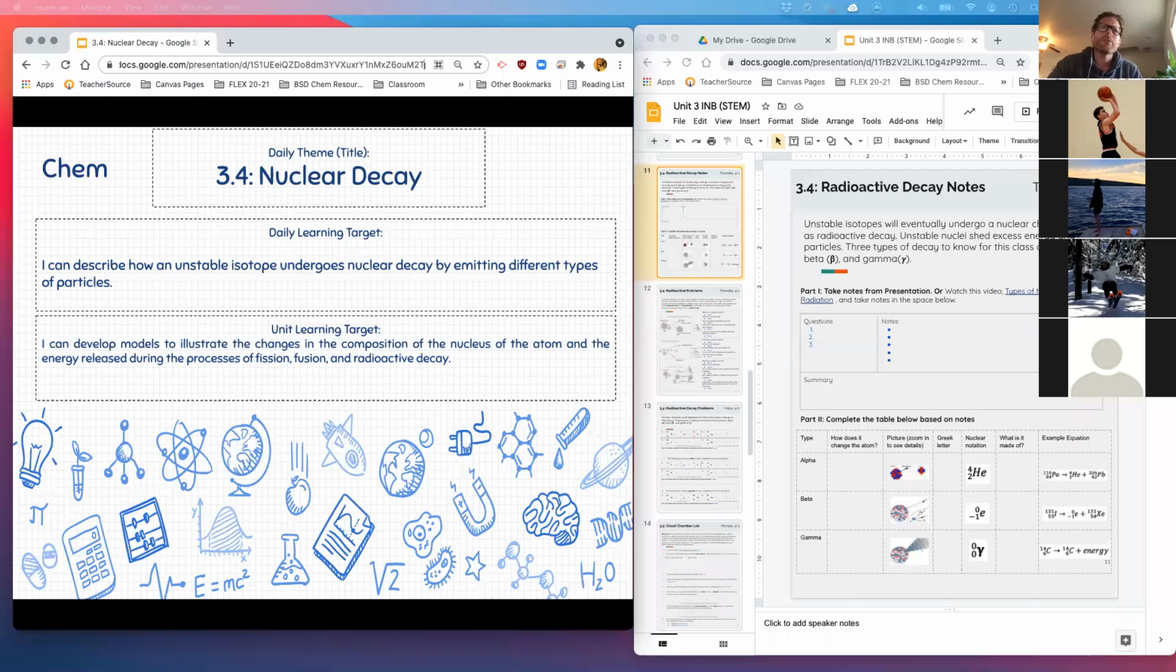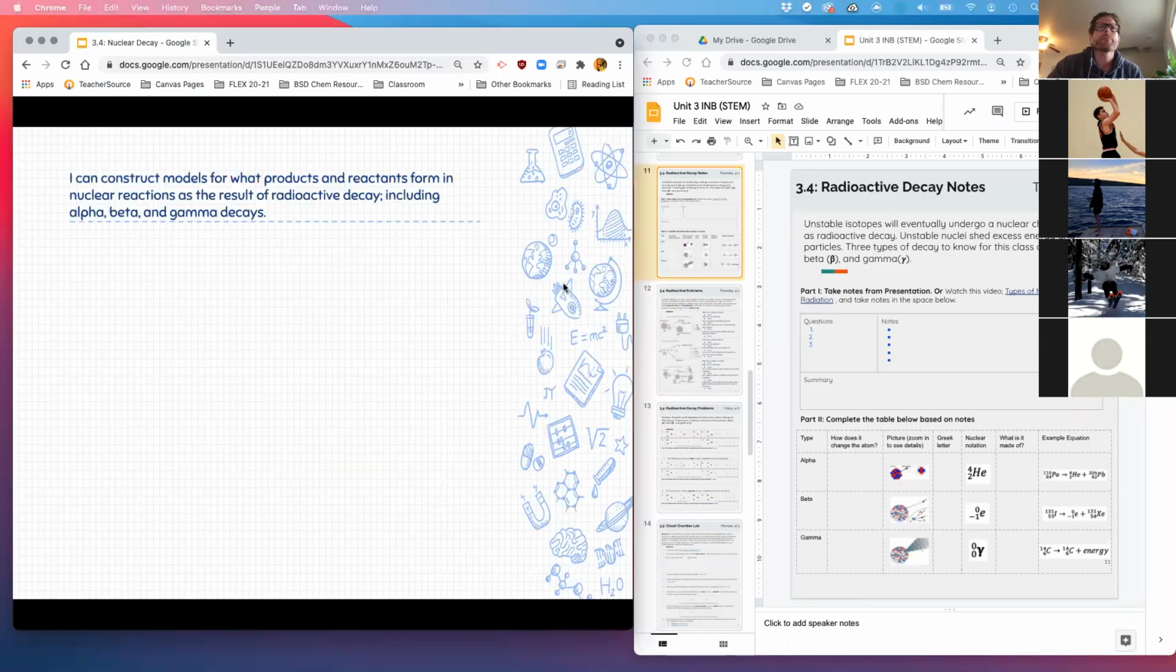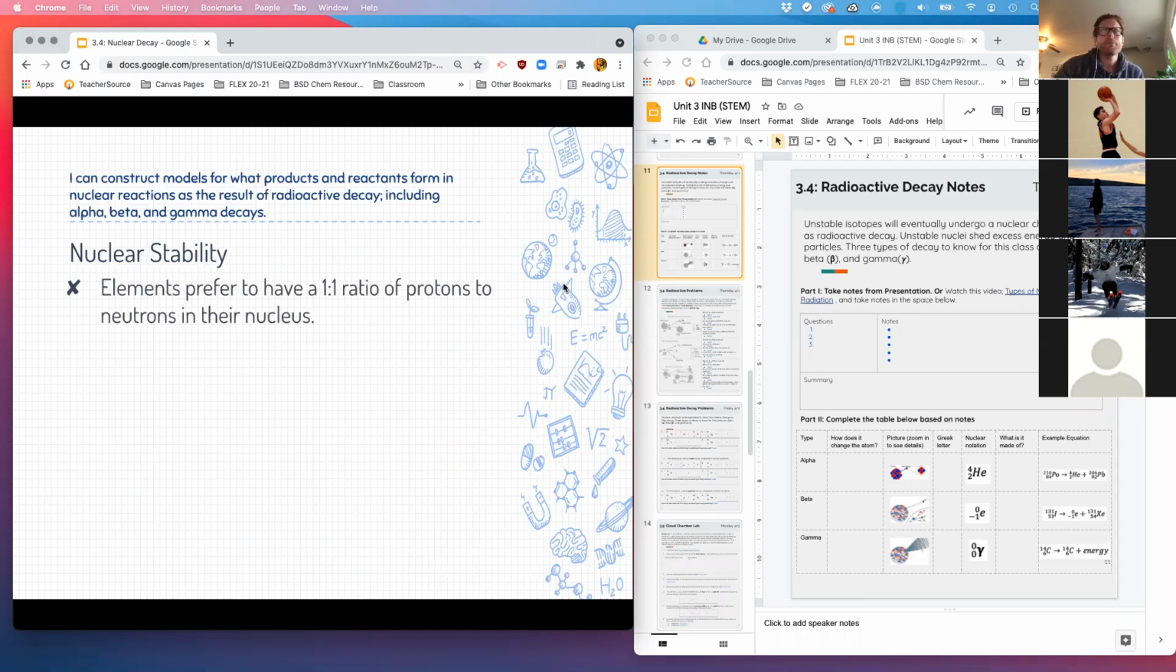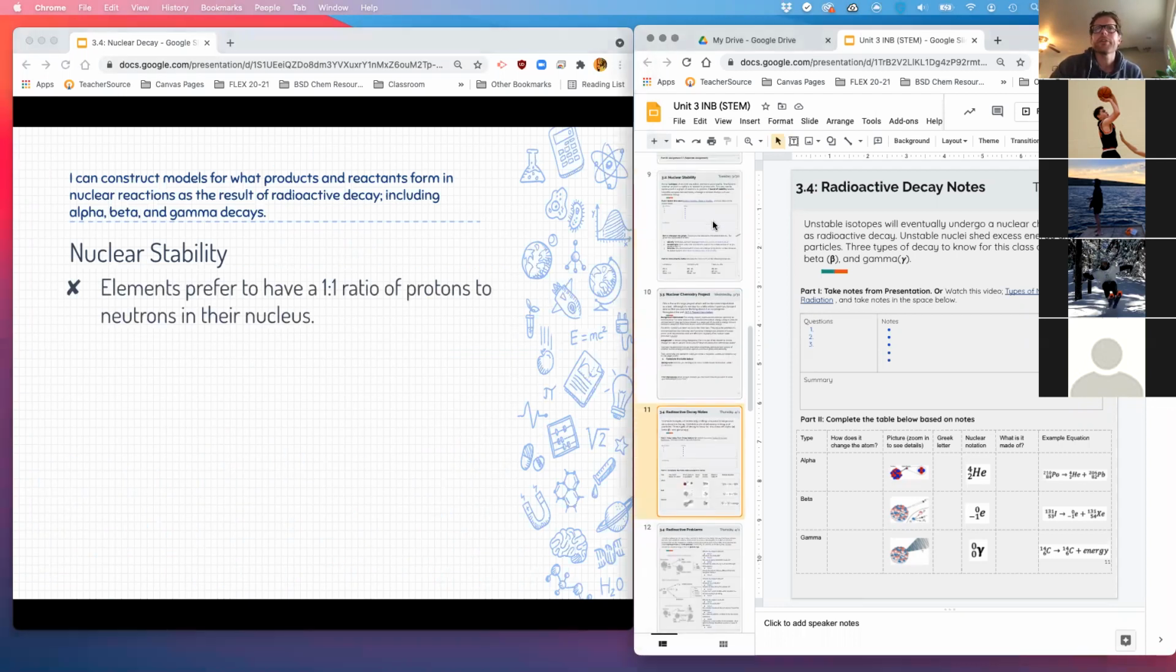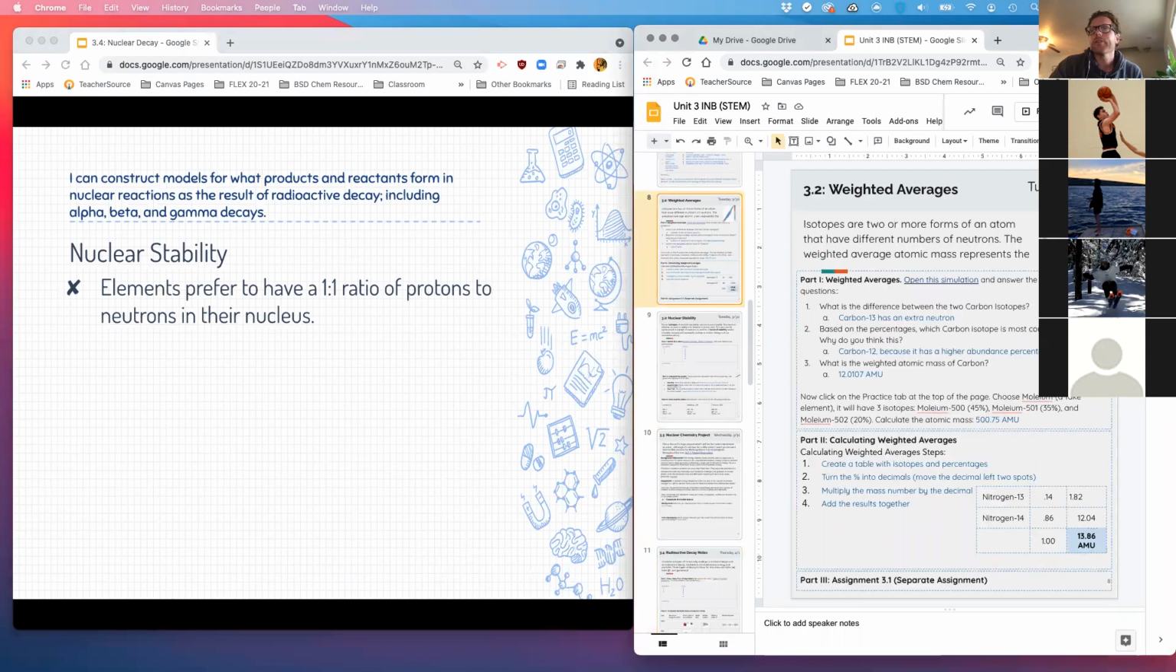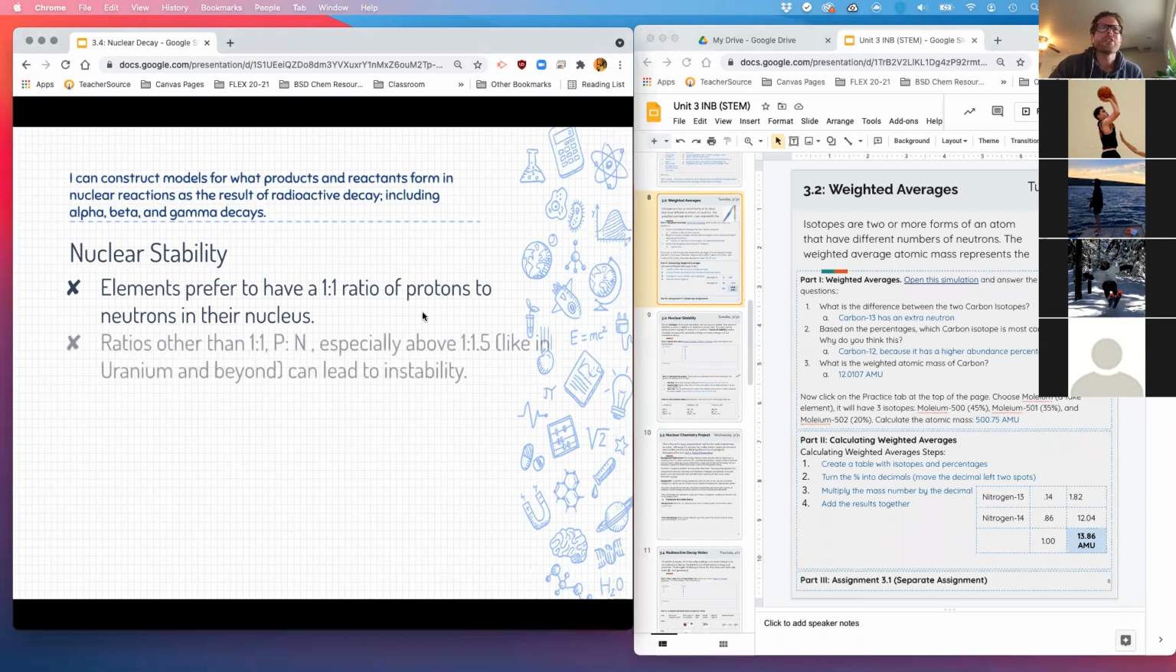All right, so today we're talking about nuclear decay, everybody. And with nuclear decay, we first need to talk about nuclear stability. With nuclear stability, elements prefer to have a one-to-one ratio of protons to neutrons. We talked about this earlier with this line of stability right here. And the further we get from that line, the more unstable an atom will be.